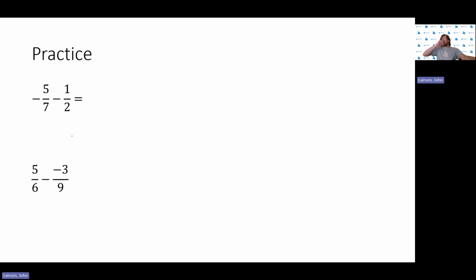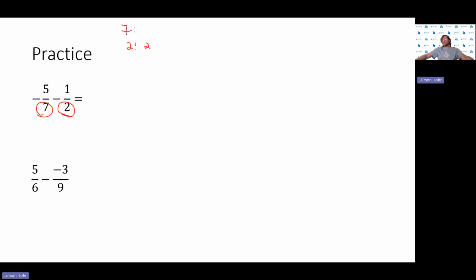Now, to add and subtract fractions, they need to have the same bottom. 7 and 2 are not the same bottom. So I need to write 5 over 7 and 1 over 2 as equivalent fractions where the bottom is the same. I need to figure out what that bottom will be, and that bottom will be the least common multiple of 7 and 2.